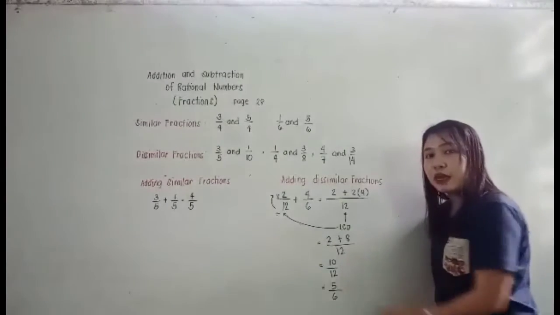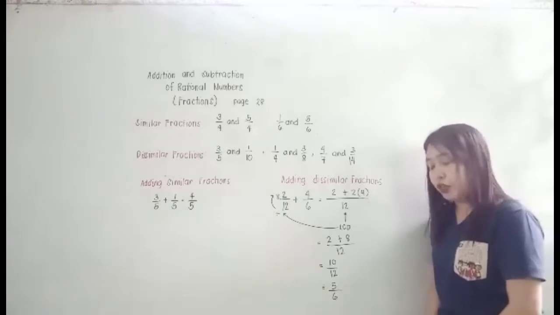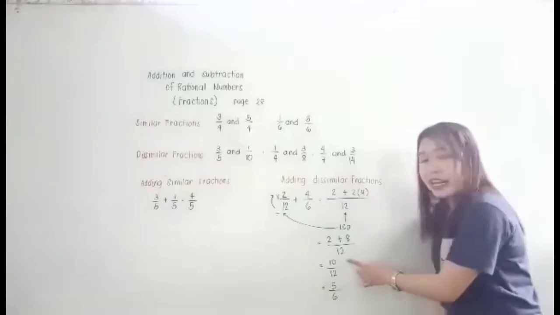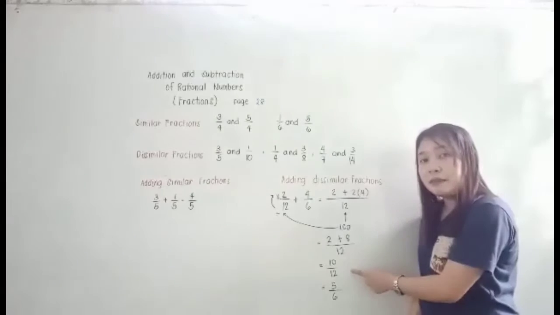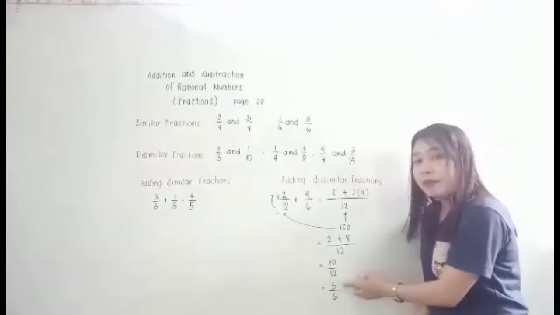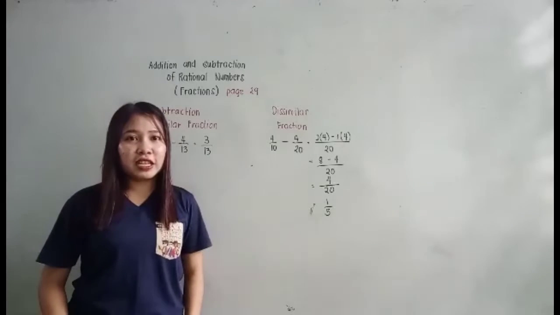Since ang 10/12 ay pwede pa nating kuhanan ng lowest term or simplest form, pwede natin siyang i-divide by 2. Yung 10 ay divisible by 2 at yung 12 ay divisible by 2. Kaya ang ating simplest answer ay 5/6. So, dumako naman tayo in subtracting rational numbers.